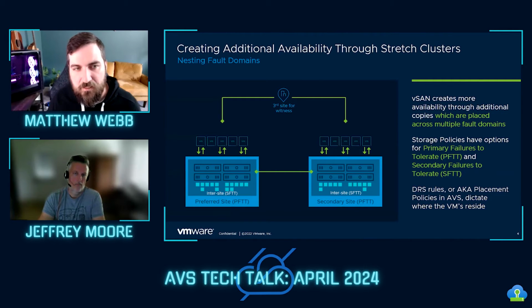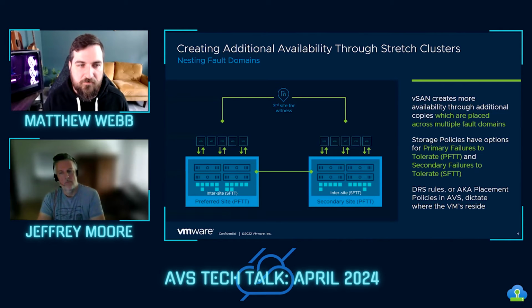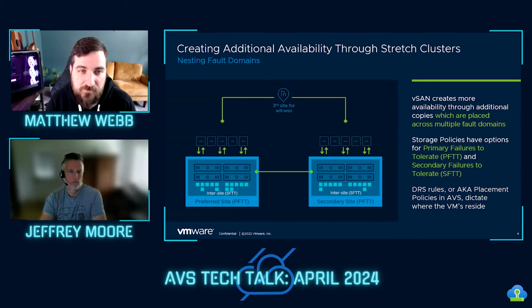But specifically in stretch clustering, we're nesting fault domains. So now we've got a fault domain across sites, and we also have fault domains within sites. And so you're going to have what's referred to as a primary failures to tolerate and a secondary failures to tolerate. So PFTT and SFTT. And the PFTT could be either 1 or 0.